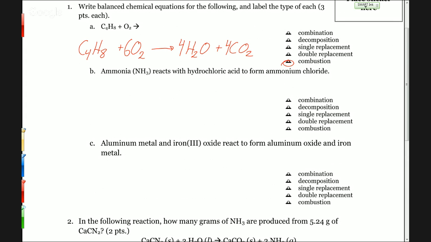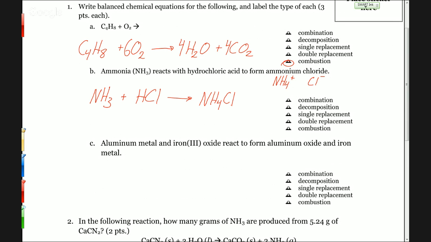Okay, ammonia reacts with hydrochloric acid to form ammonium chloride. So ammonia is given as NH3. We know hydrochloric acid is HCl. And ammonium chloride, that we may not know. That's a compound that we have to build. Now we should know that ammonium is an ion, NH4 plus from that list of ions, and chloride is Cl minus. So you've got the NH4 and Cl, one of each, which cancels out the charges. And our final product is NH4Cl.